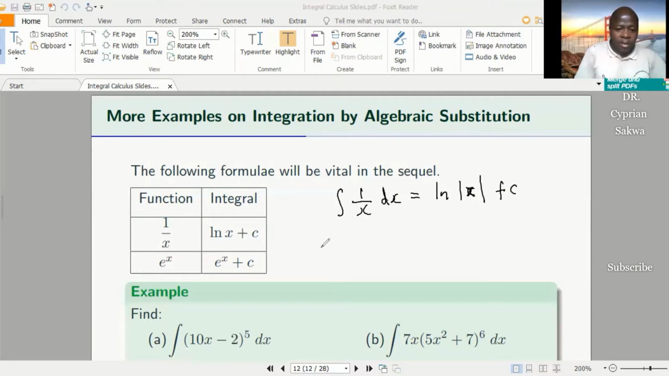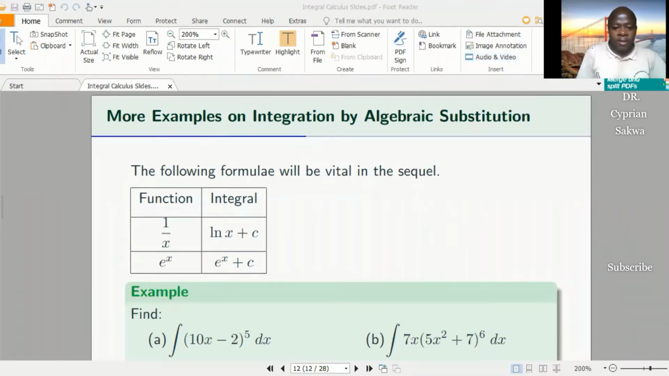What about the integral of e raised to x dx? The integral of e raised to x dx is given by e raised to x plus the constant of integration. So these are the two formulas that I want us to begin with, so that we can use them in some of our examples. Now let's look at the first example in today's class.